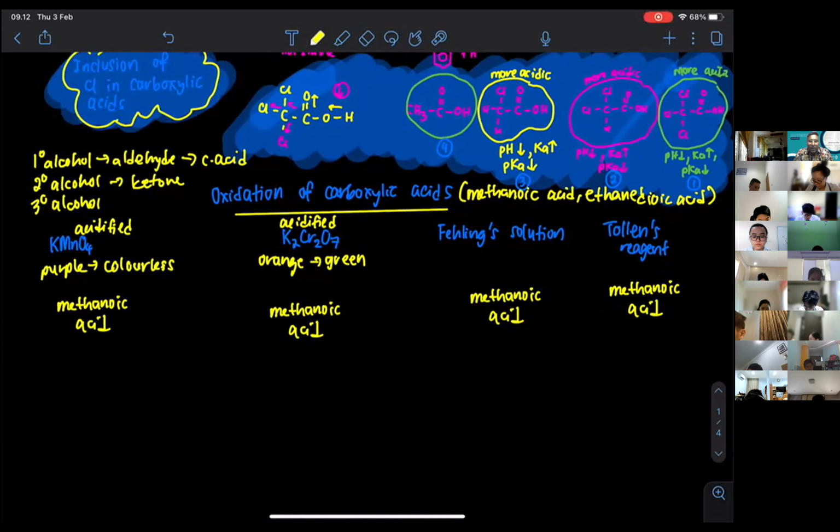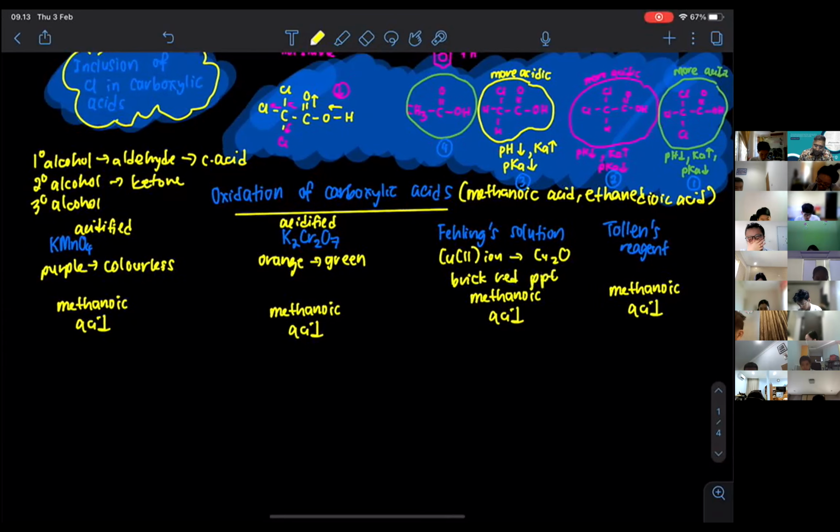But you need to understand what Fehling's is. Recall back, Fehling's is going to be copper 2 plus ions in alkaline solution. The copper 2 plus ions are going to change into copper 1 oxide, which is a brick red precipitate. The presence of brick red precipitate indicates that the oxidation is happening. So methanoic acid does give you brick red precipitate.